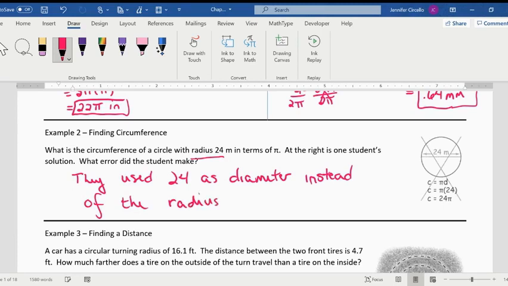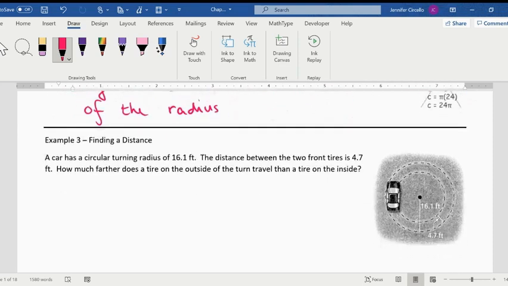Okay, let's try another one. So for this one, you have a car whose tires are 4.7 feet across, and the manufacturer of the car tells you that the car has a turning radius of 16.1 feet. So if you do donuts in the parking lot, this is the smallest circle that your car can make. But you'll realize that is the outside of the car. The inside of the car actually turns a smaller circle than the outside of the car. And so both of those circles are drawn in this picture. I thought this was kind of interesting.